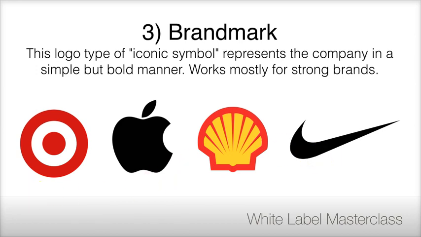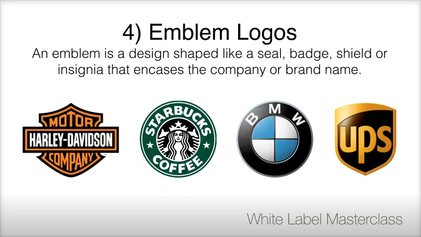Okay. So this is the most difficult kind of brand type, and as I said, this works only for big brands that spend a huge amount of money on advertising and branding. Number 4 is what we call emblem logos, a design shaped like a seal, a badge, or a shield that contains the company or brand name.